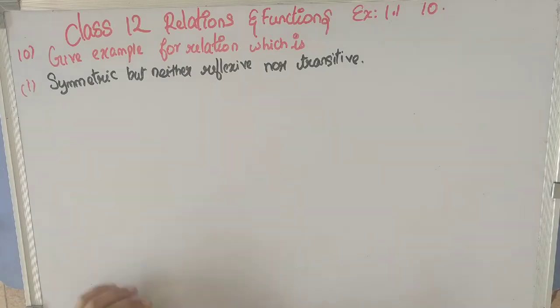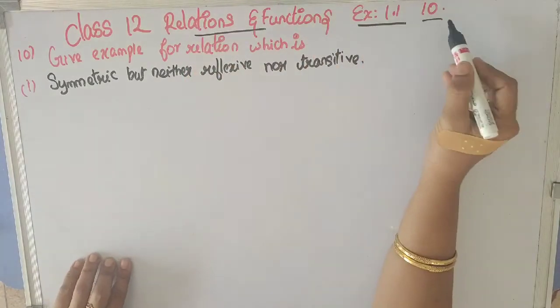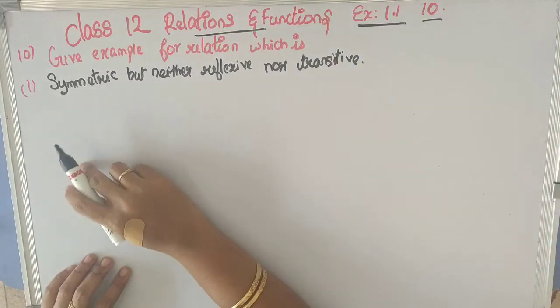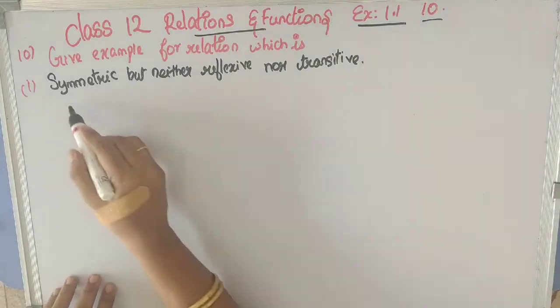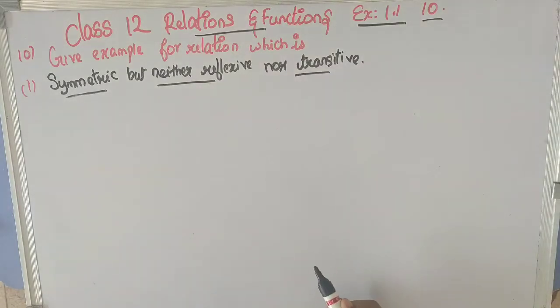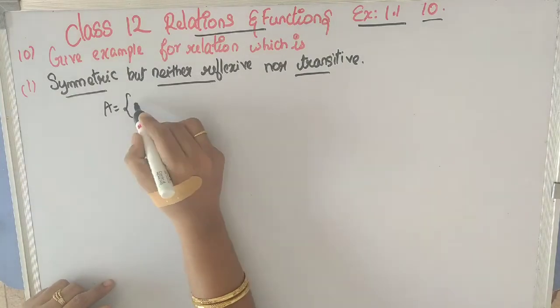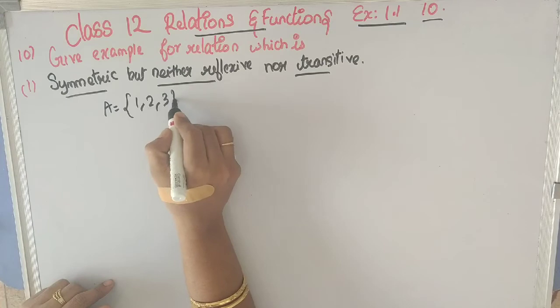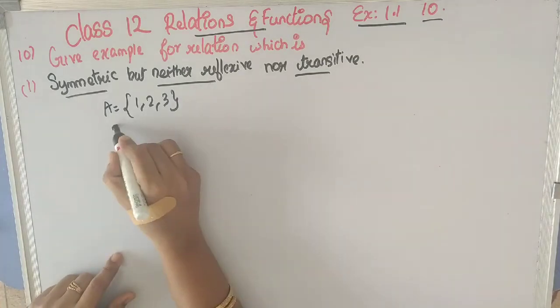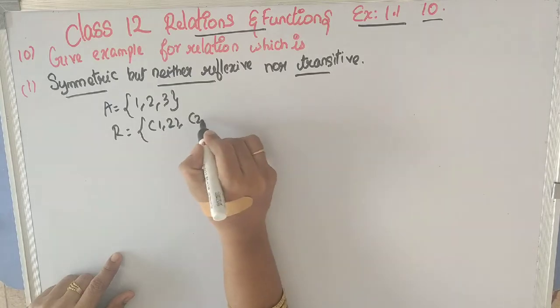Hi everyone, today we are going to see Relations and Functions exercise 1.1 problem 10. The 10th problem is we have to give some examples for some relation which is symmetric but neither reflexive nor transitive. Okay? Now let's consider the set A which is equal to {1, 2, 3}. And the relation R is defined as {(1, 2), (2, 1)}.